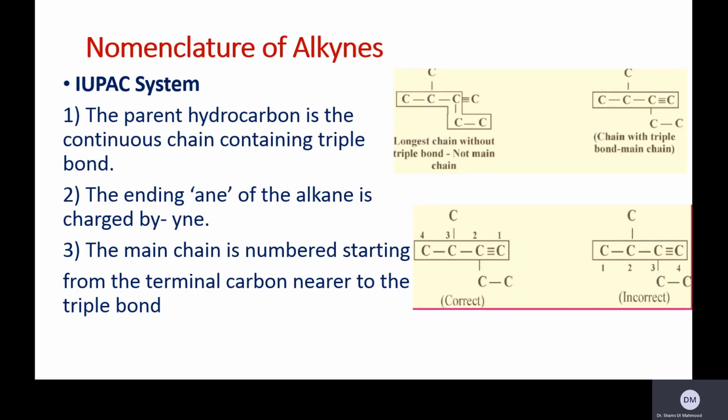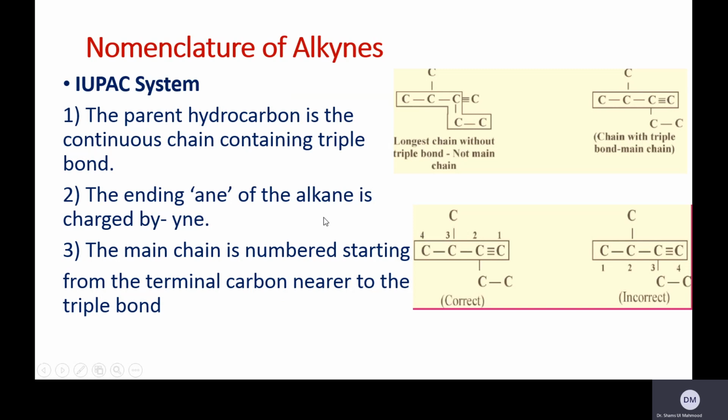According to the IUPAC system, we will select the longest chain of carbon atoms containing the triple bond. This is the same rule as for alkenes, where we select the longest chain of carbon atoms containing the double bond. Over here we will select the longest chain containing the triple bond. In this case we have a 5 carbon chain, but it does not contain the triple bond. But here we can see a 4 carbon chain that contains a triple bond in between. So this is our longest chain because it contains the carbon-carbon triple bond.